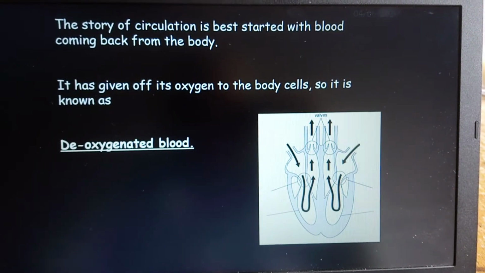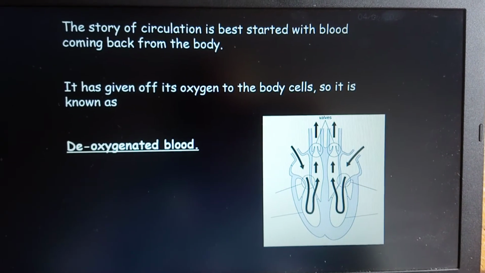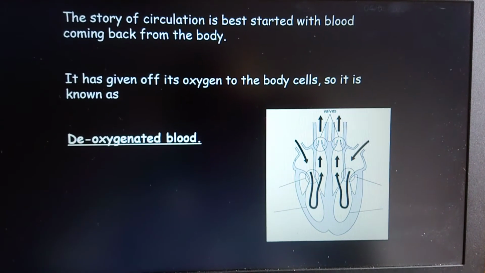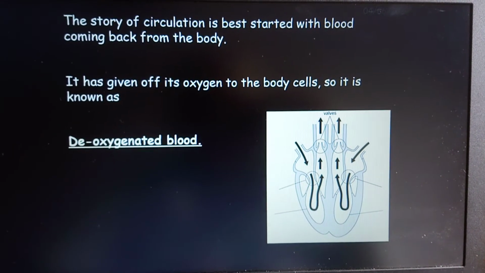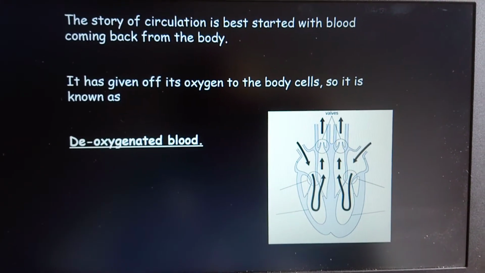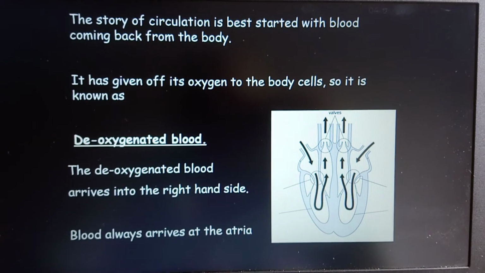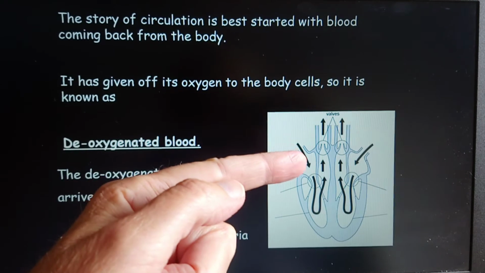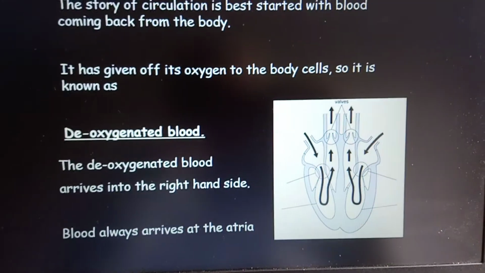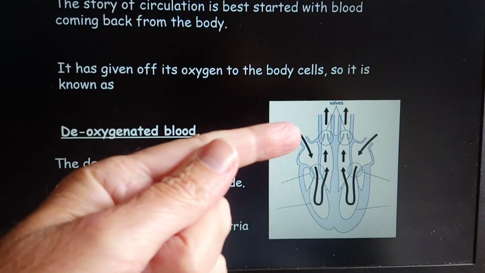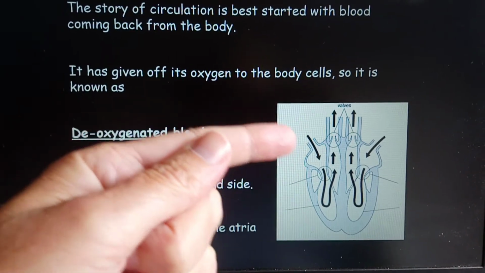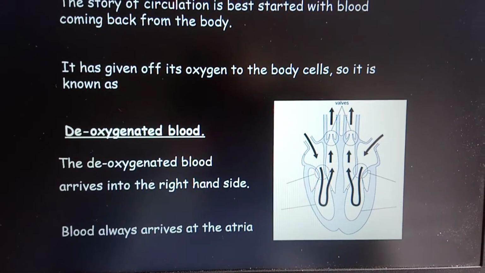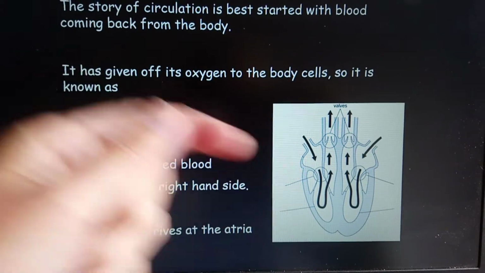So we're going to look at blood coming back from the body. It's given off its oxygen to the body cells, so it's called deoxygenated blood. Can you remember where blood comes in to the body from? What the blood vessel is? It comes in on this right hand side here, in this blood vessel here. Check your diagram, check you've got it right. What's it called? The vena cava. I always think of it as vein cave. It's the biggest vein. The vena cava going into that right atria, that small little chamber at the top of the right side, that small box.